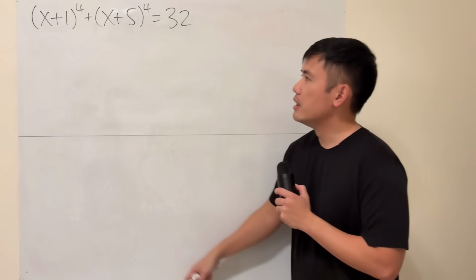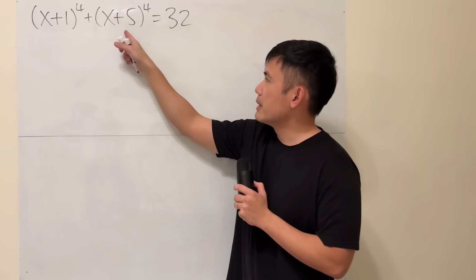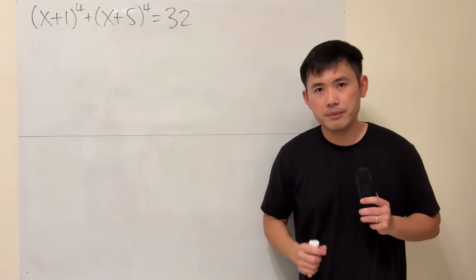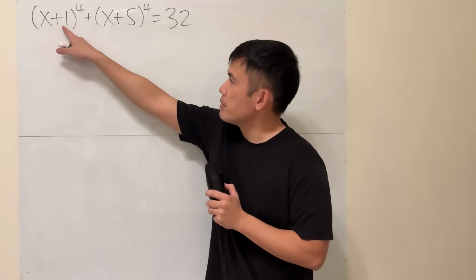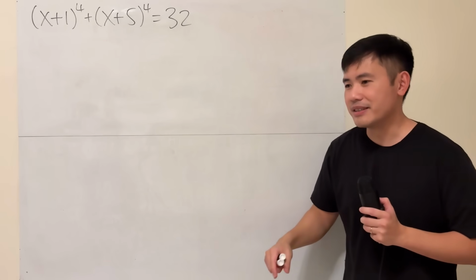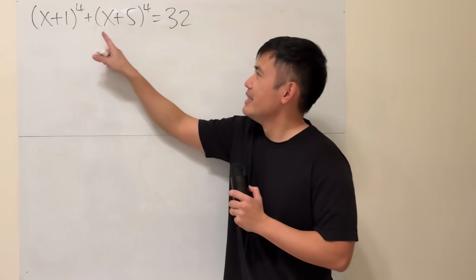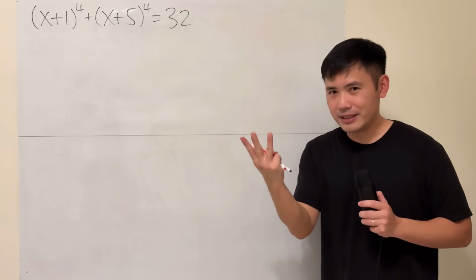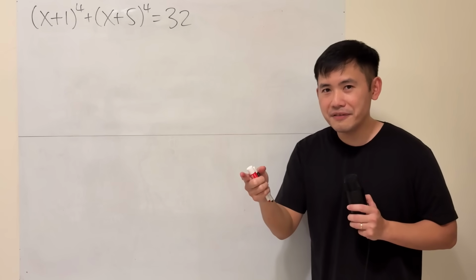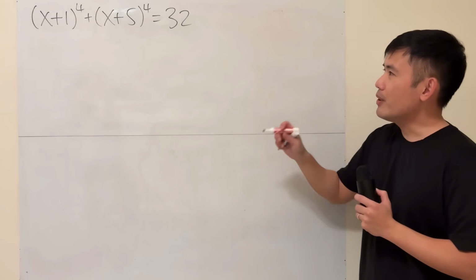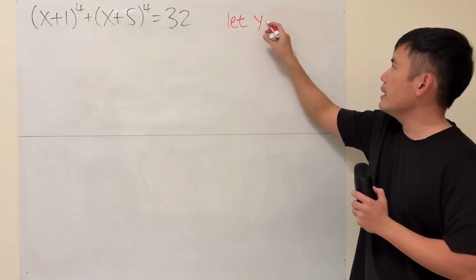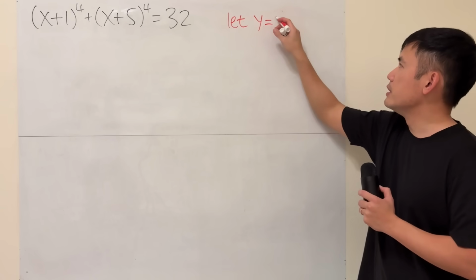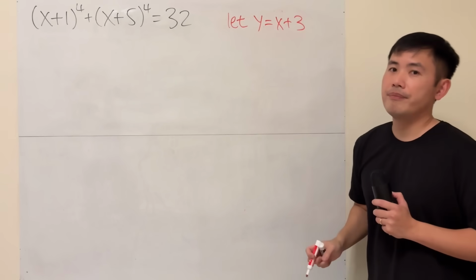Check this out. Notice that we have x plus 1 and x plus 5 in the parentheses. In fact, we can take advantage of that. Why? Because the middle of plus 1 and plus 5 is just plus 3: 1 plus 5 divided by 2. So I'm actually going to do a substitution: let y be the middle, which is x plus 3.